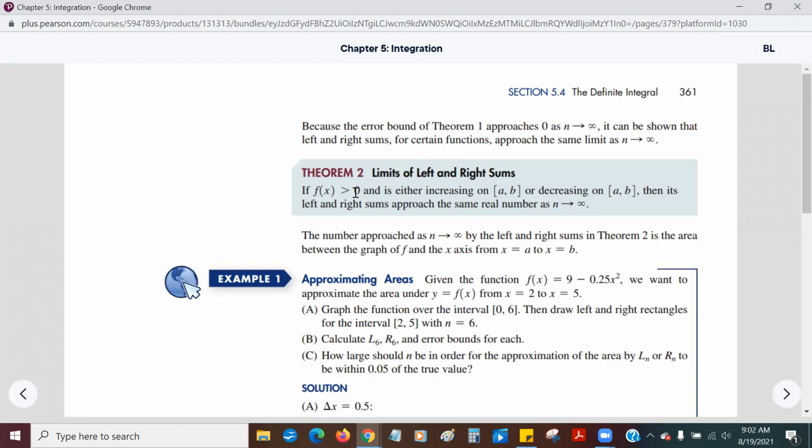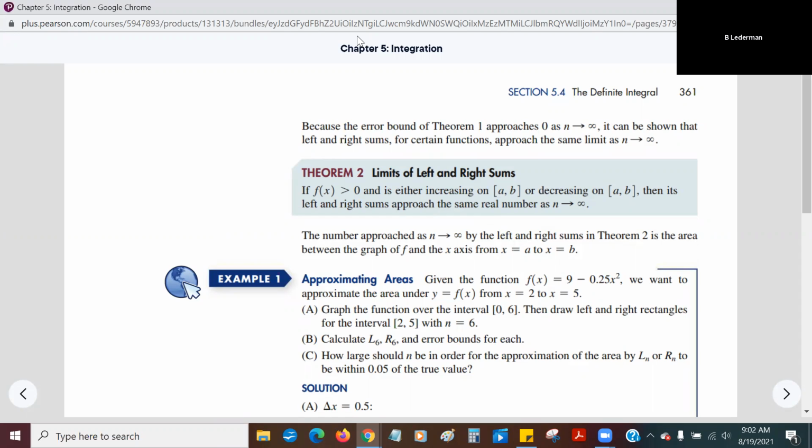If f of x is greater than 0, we're talking about a positive function that's above the x-axis, and it's either increasing or decreasing. It's got to be one or the other. It can't be flipping around. Then its left and right sums approach the same real number as n grows. In other words, the overage and the underage get closer and closer to the actual curve; they both approach the same real number, and that same real number is going to be the actual area.